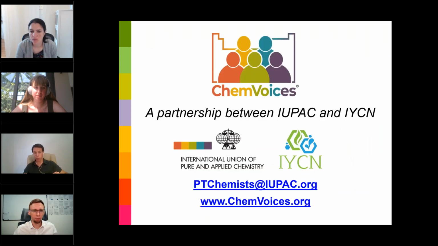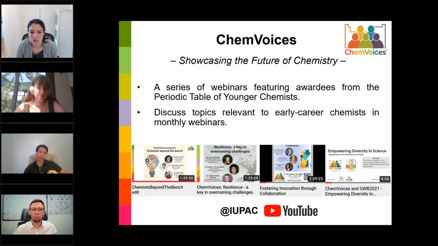In terms of the ChemVoices project, this is a joint project of IUPAC and IYCN, and you can get more information about the project, and everything that we organized in the past in terms of webinars, by looking at the website chemvoices.org. What we aimed at the beginning of this series of projects was to showcase the future of chemistry. So we organized a series of webinars in which we highlight the periodic table of younger chemists that have been awarded between 2018 and 2019. And as you can see here below, we have organized several webinars already on different topics that are of interest to early career chemists, but also in general to the broad scientific community.